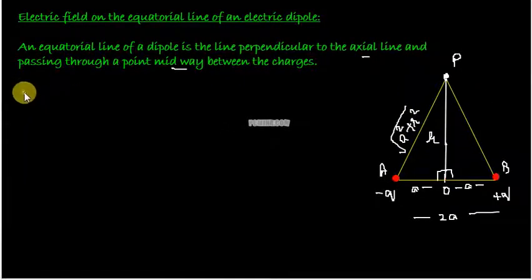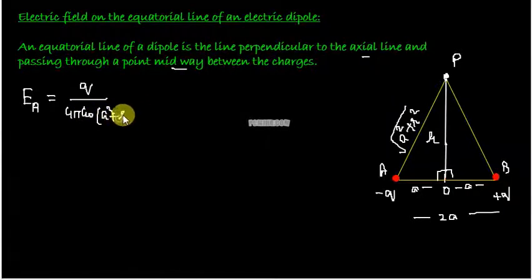Now, what will be the electric field at P due to the charge at A? That's going to be q upon 4 pi epsilon naught times the distance squared. Now, what is the distance? It's the square root of a square plus r square, and so when we square it, it becomes a square plus r square, of course. And this electric field is directed towards the negative charge. Therefore, it's along PA. So, I'll write it here along PA.